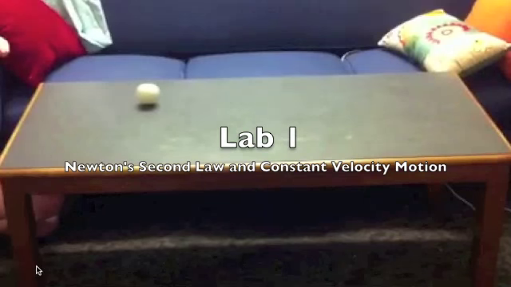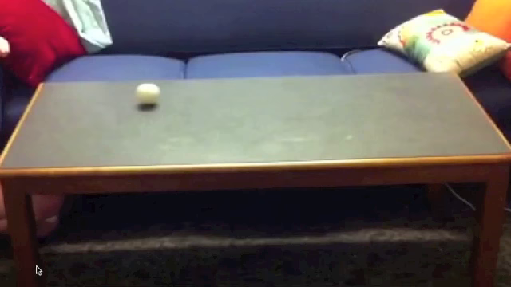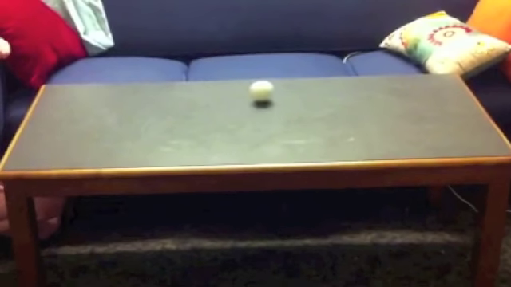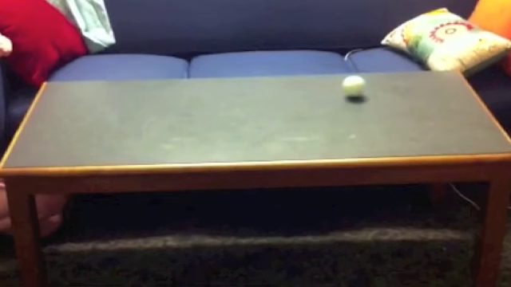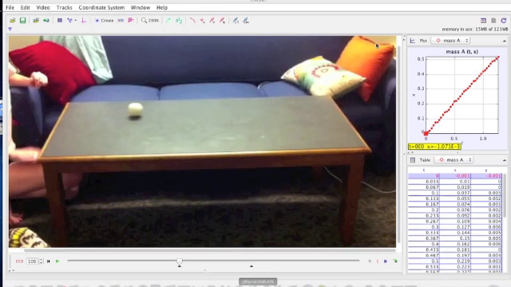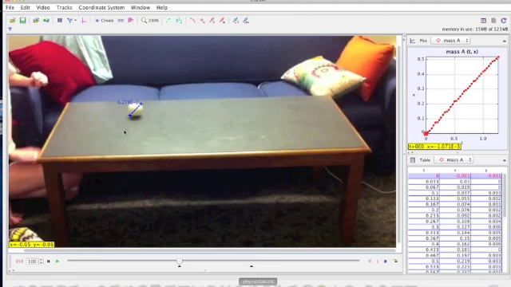Everyone, today I'm going to be talking about Newton's second law as it applies to constant velocity motion. For this experiment, I observed and recorded a lacrosse ball rolling across a level surface at approximately constant velocity. I then imported this video into the program Tracker for analysis. Next, I determined the frame of reference for the video using the diameter of the lacrosse ball in meters.